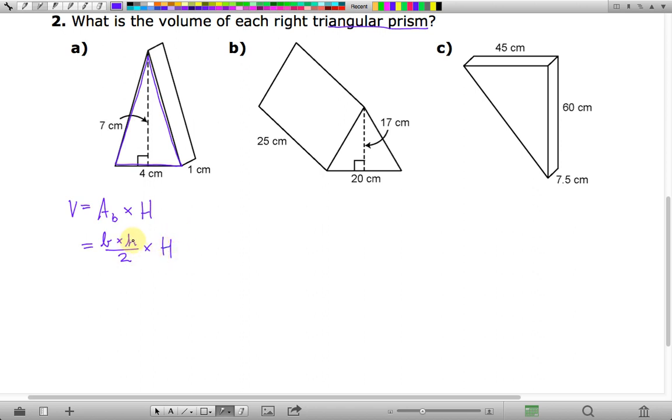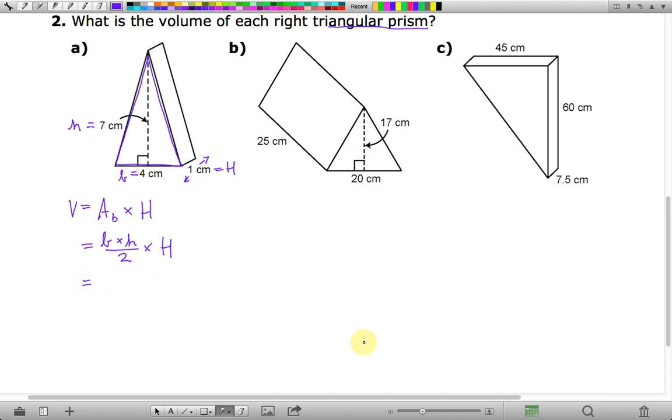So notice that I used a lowercase h, and that's to indicate the height of the triangle, and I use an uppercase H to indicate the height of the prism. So the height of the prism is actually the distance in between the two identical faces. So it's the distance between the triangle on the front and the triangle on the back in this case. And this is the base of the triangle, which is 4 centimeters.